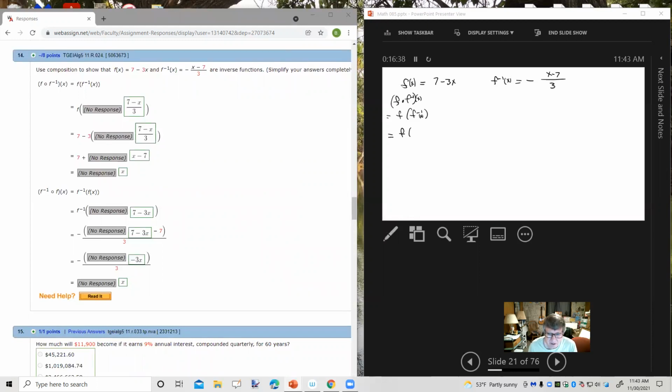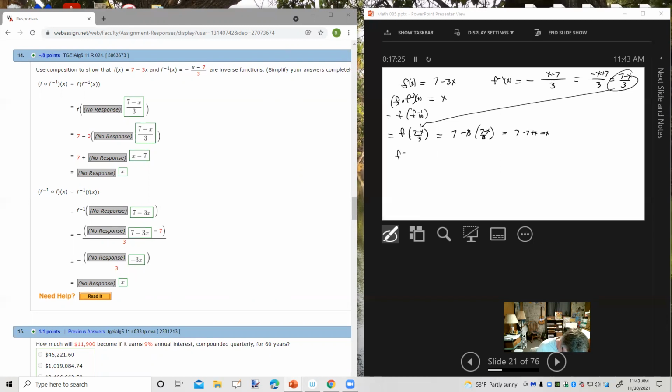Now, what the author did, if you're looking over here and wondering where did that come from, we can take this thing and distribute the negative and get that, or write it like that, okay? So then f inverse of x would be this. That's going to go in here, okay? And that's going to be 7 minus 3 times the quantity 7 minus x over 3. The 3's reduce, and we get 7 minus 7 plus x, which is x. Okay? So we're halfway there.